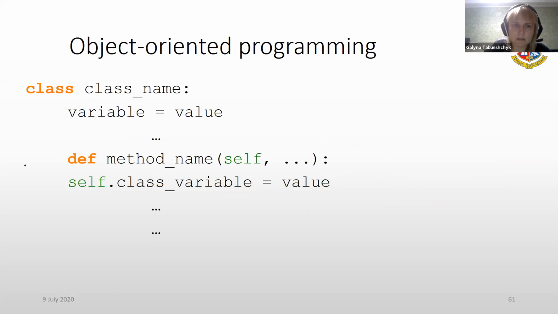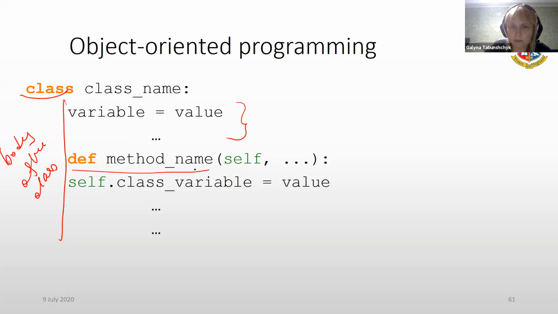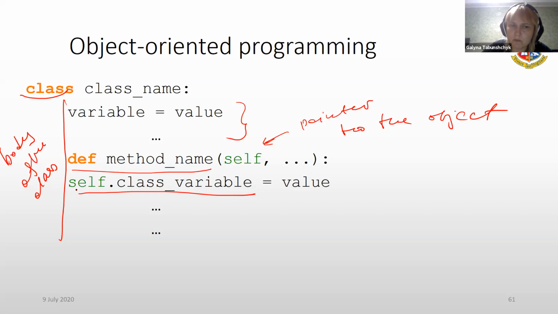How do we define our classes? The same as everything. We are using the keyword class. For the body of the class we are using indentation. Each of our attributes is a variable, and our methods are functions. If you are working with other languages, the main difference is that the first argument is always a pointer to the object. And when you are addressing class variables, you should always use this pointer self.